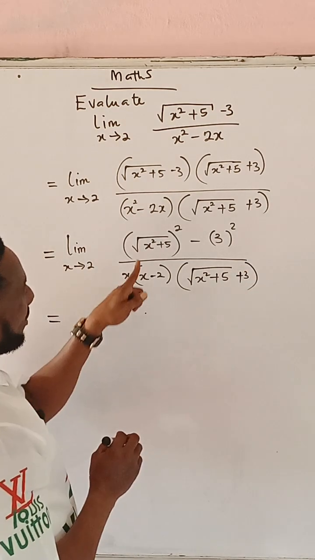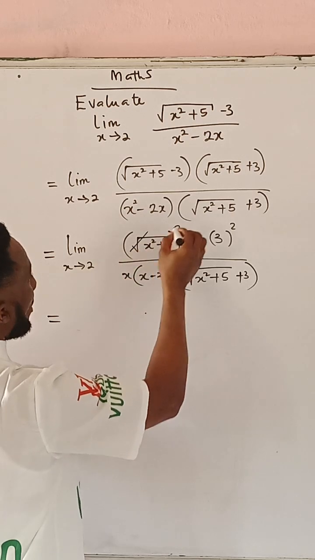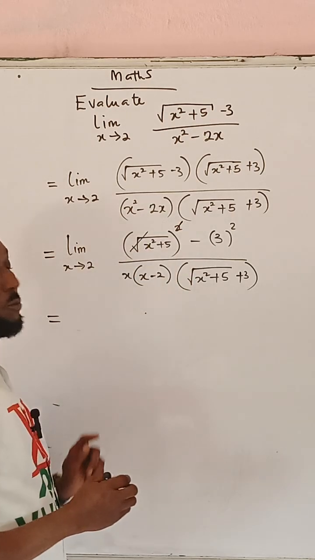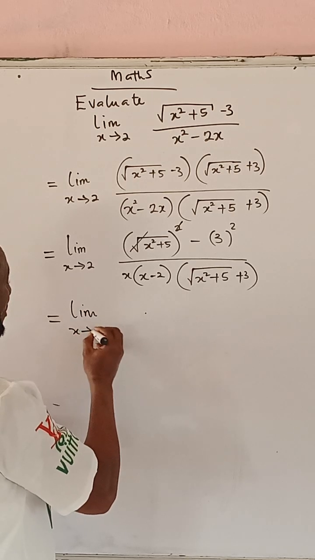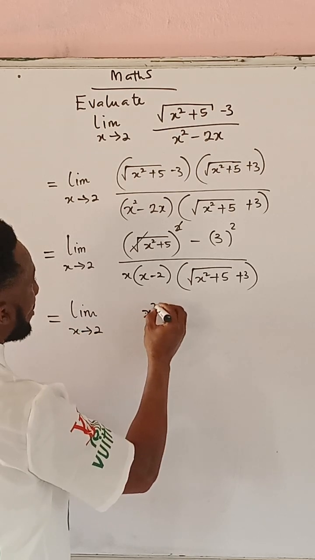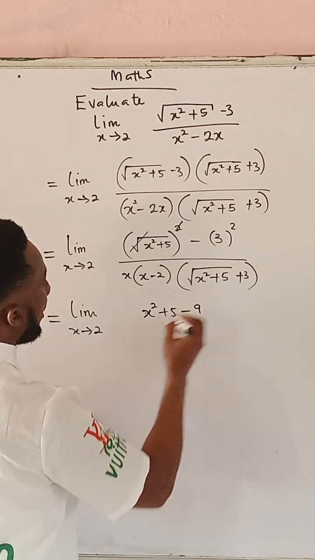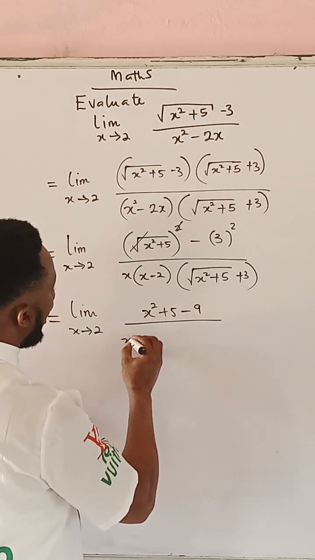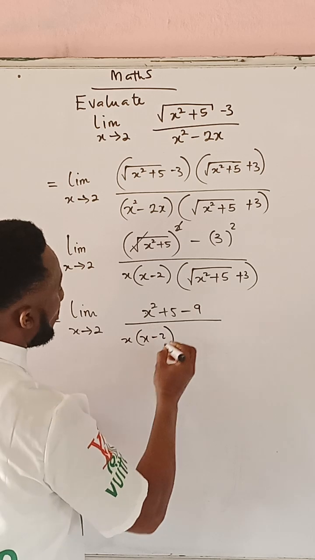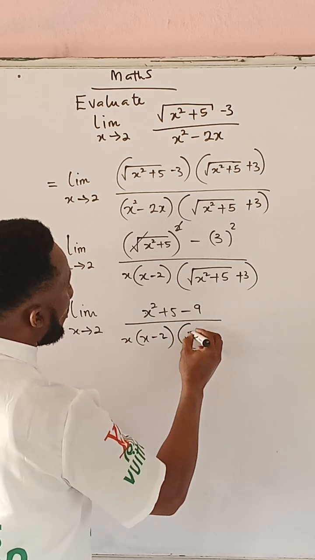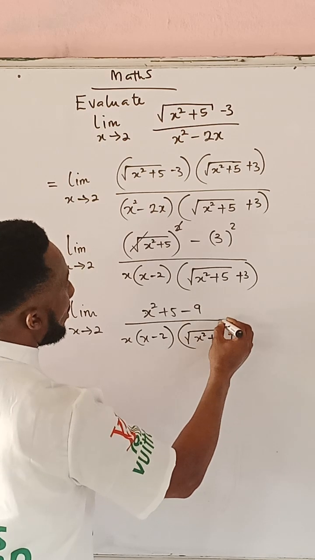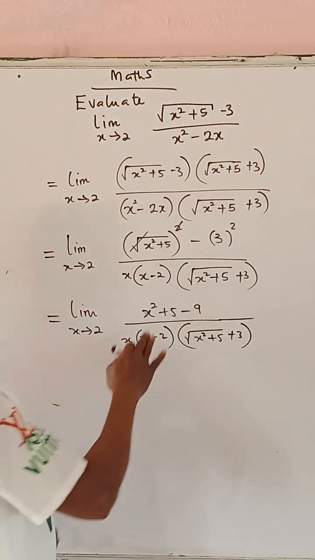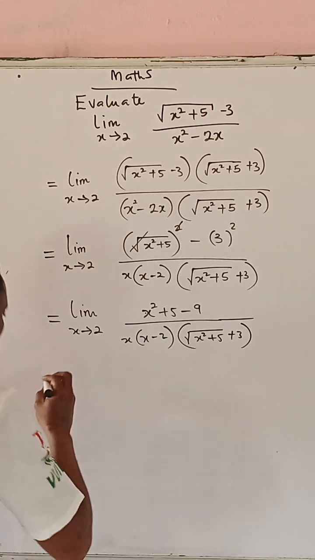Now, the square root here will cancel out the square root. So you are left with s squared plus 5. I will write limit as s tends to 2, s squared plus 5 minus 9 upon s into s minus 2, into square root of s squared plus 5 plus 3. So we have, now 5 minus 9 is negative 4.